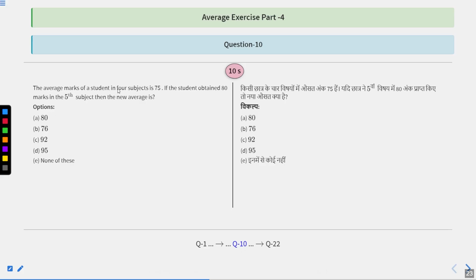The average mark of a student in 4 subjects is 75. If the student obtained 80 marks in the 5th subject, then the new average is? You have 5 options and 10 seconds to analyze the question. Your time starts now. Now time's up. Let's see the solution.